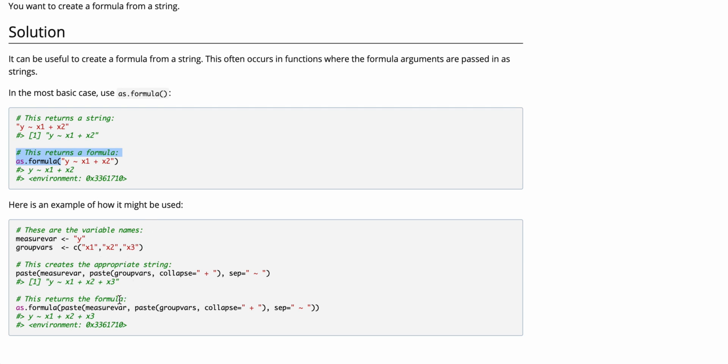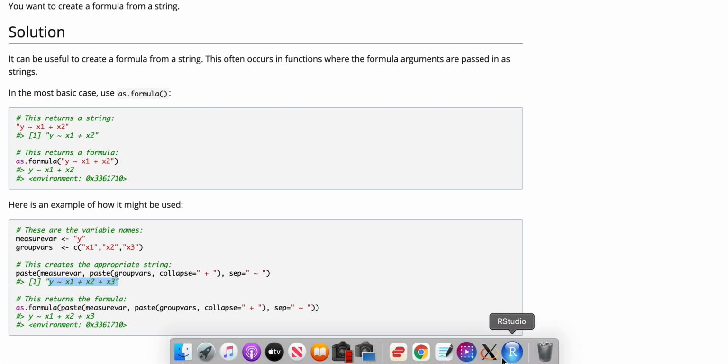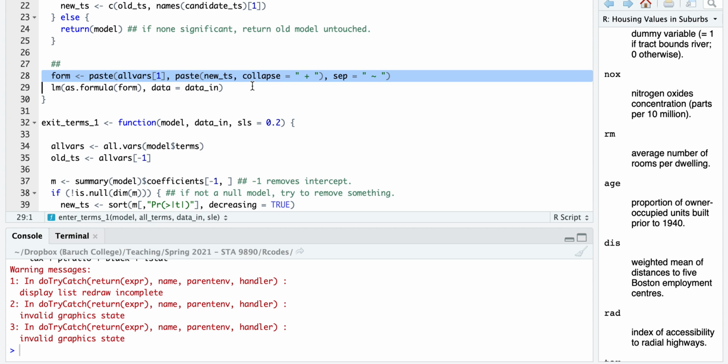This is what we did actually. Remember, this variable is y, and we want it to be separated by this tilde, which goes in here. And then we have this group of variables, which is x1 to x3. We want them to be separated by the pluses. And then we have the formula. That's what we're doing here.